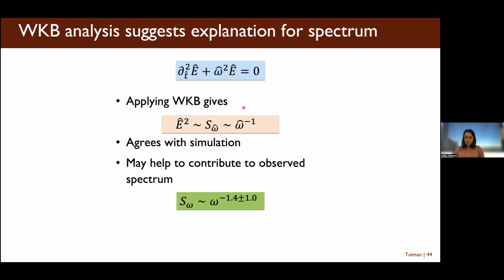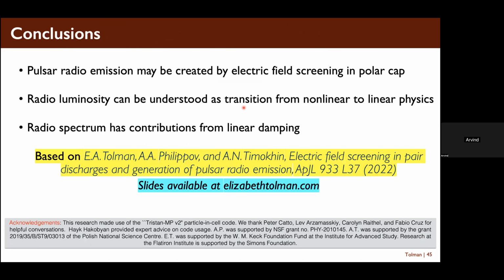I will note that there are many other effects that are important to the spectrum, including any sort of modifications that might occur to the radiation as it escapes the plasma or on its journey from the plasma to us. And there are a lot of things there that we haven't considered. So this is, I would say, a tentative statement about the spectrum. It might be that some of this physics contributes to the spectrum, but there might be a lot of other physics as well.